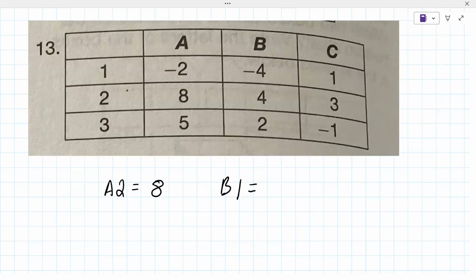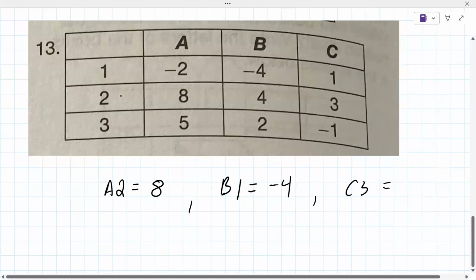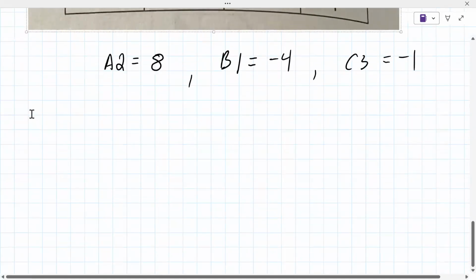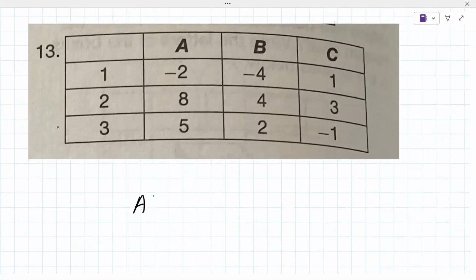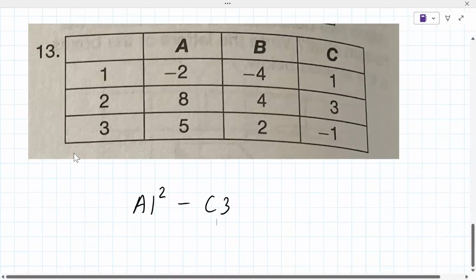-4. So it is -4. Very good. How about C3? What would that be? -1. Very good. Okay. So now what I can ask you to do, like what we're doing to start the day, is I could say, all right, what is A1 squared minus C3? Basically I'm asking you to find the value of A1, find the value of C3 and put them into this expression. Can you try to do that for me, please?